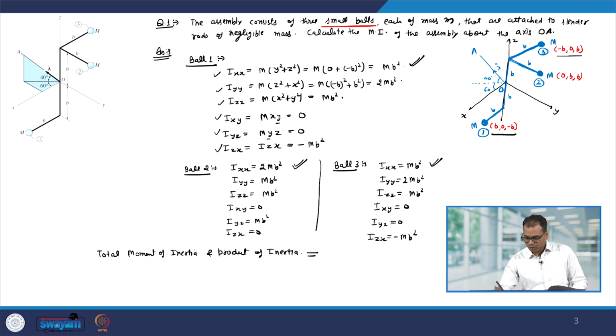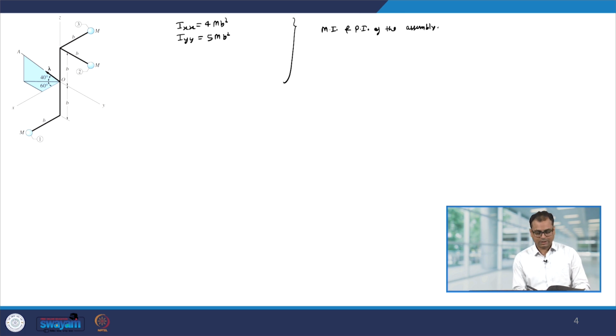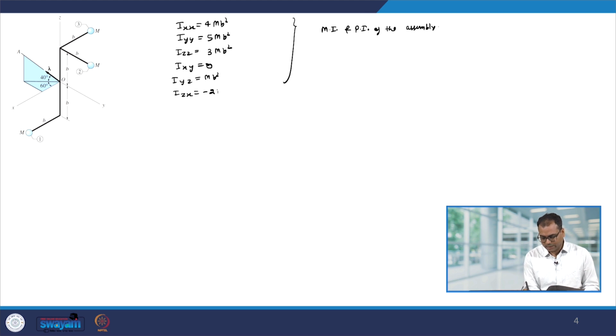Similarly, I_yy will be 2 m b square plus m b square plus 2 m b square. So, that is equal to 5 m b square. This is the moment of inertia and product of inertia of the assembly, of the entire structure that we have. Similarly, I_zz, you can sum them up, it will be 3 m b square, I_xy is equal to 0, I_yz equal to m b square, and I_zx equal to minus 2 m b square.